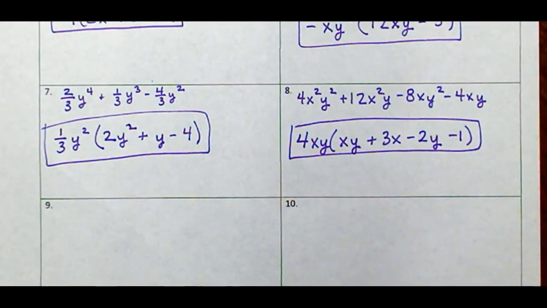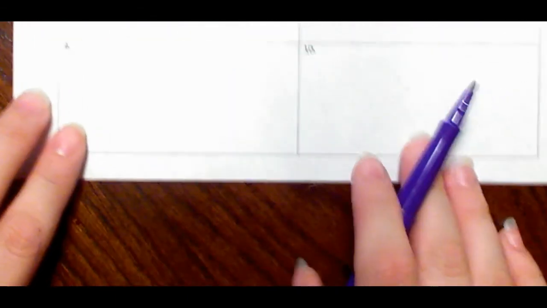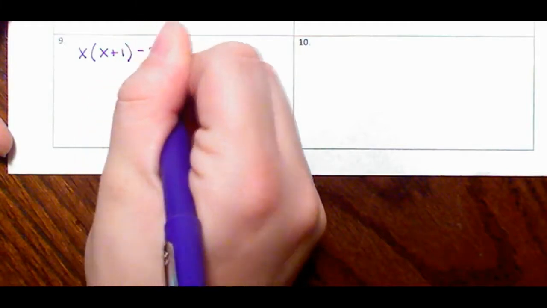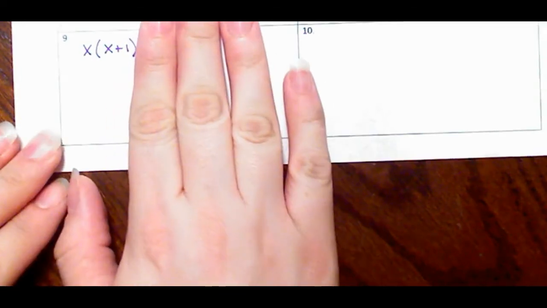All right, let's look at number 9. So number 9, it's going to look a little funky, but I promise it's not too bad. So the problem is going to be x times x plus 1 minus 2 times x plus 1. Now, you may be looking at this and your first instinct is probably to distribute it out. Don't do that.